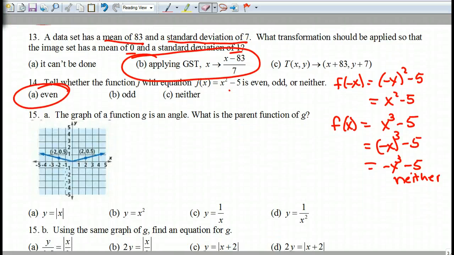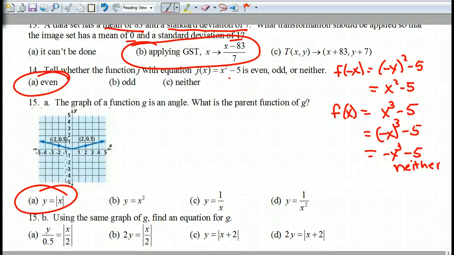Number 15. The graph of the function g is an angle. What is the parent function of this? Yeah, that's it. Absolute value. Okay, 15b. Using the same graph, find the equation. So what happened to this graph? If the original goes through like this, what got smushed? The y's did, didn't it? So it got smushed by half.